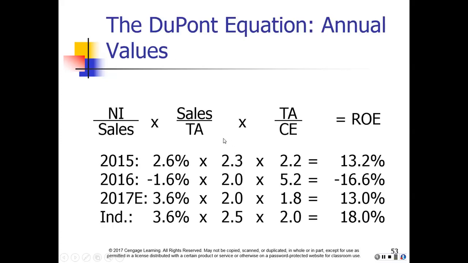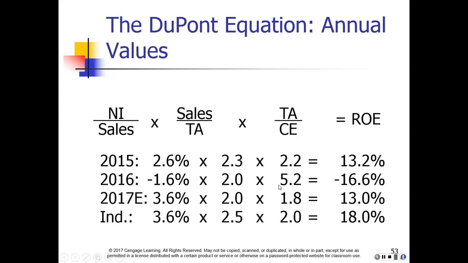So in 2015, the ROE was 13.2%, and we got 2.6% was profit margin, right? 2.3% was total assets turnover, and 2.2% was equity multiplier. So that's the financial leverage part, right? And which adds the value. If you have high levels of financial leverage, then profits will be magnified, but losses also get magnified.